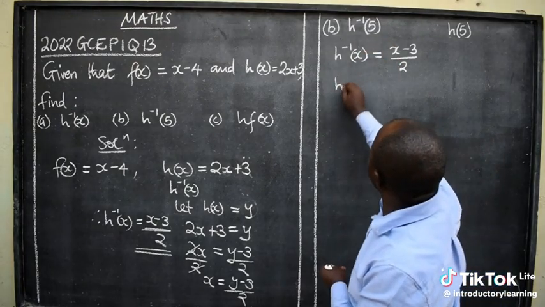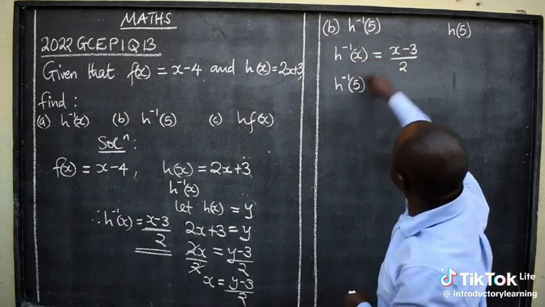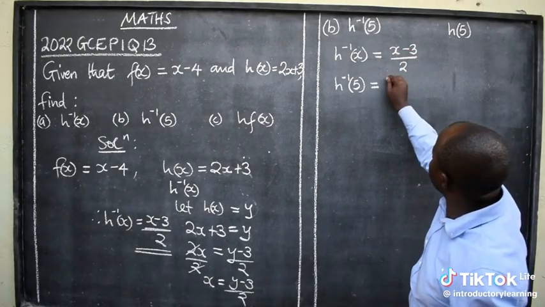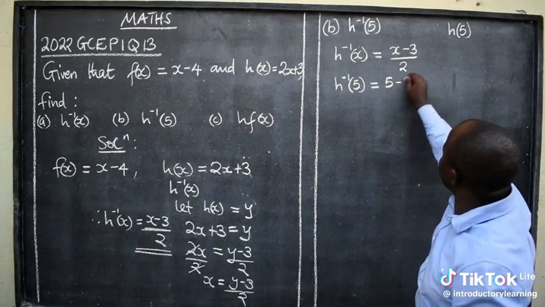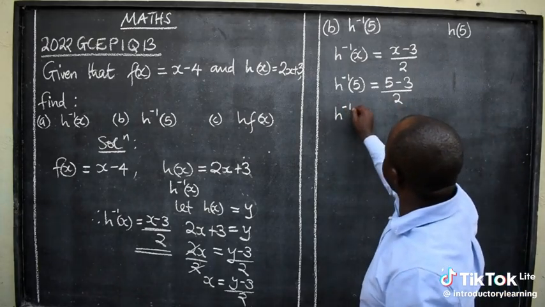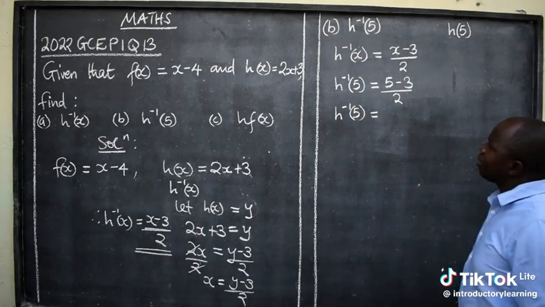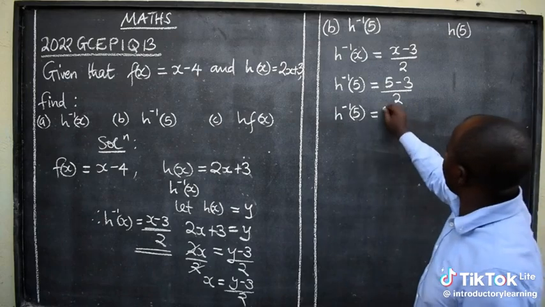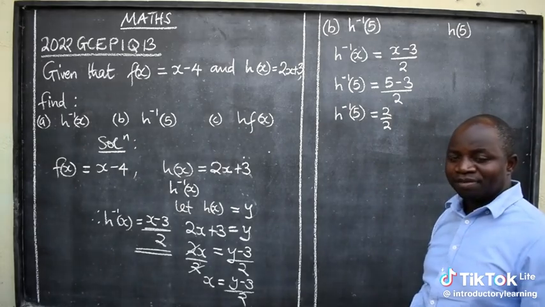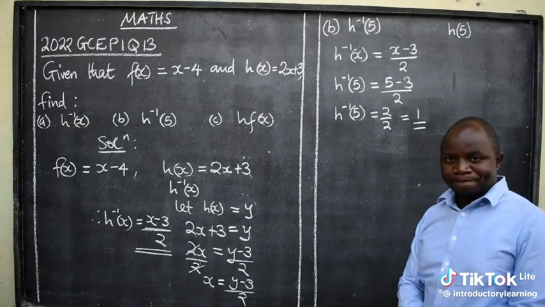So I'm going to say the inverse will be equal to, where there's x, put 5. Then here, this is where the x is. We're going to put 5 minus 3 over 2. Then the inverse of 5 will be equal to 5 minus 3 which is 2, over 2. And my final answer will be what? 1. So 1 is the correct answer.